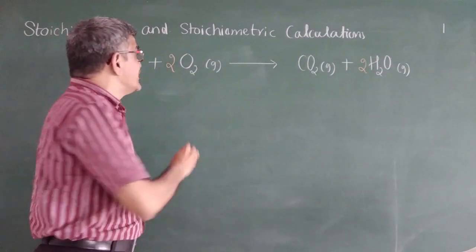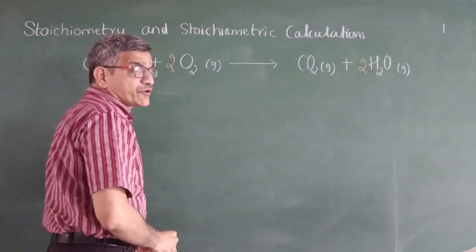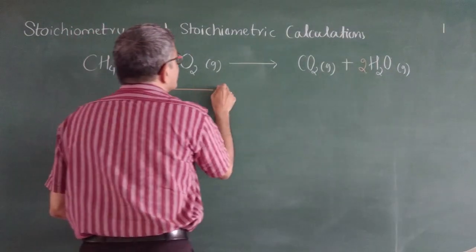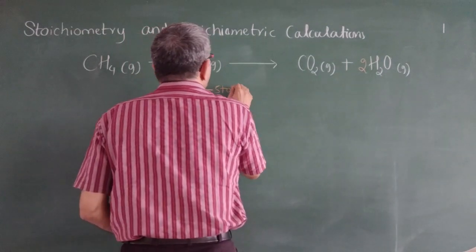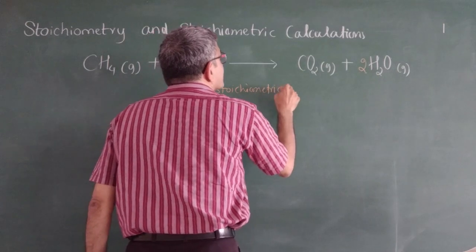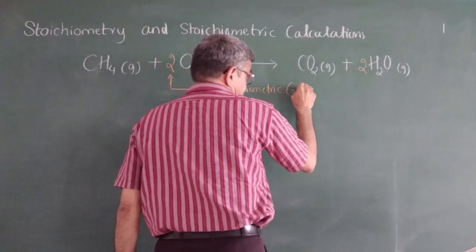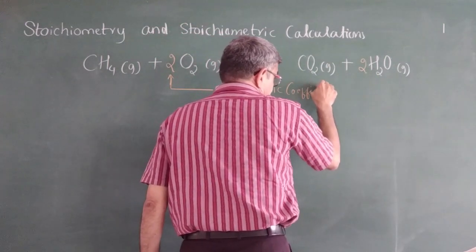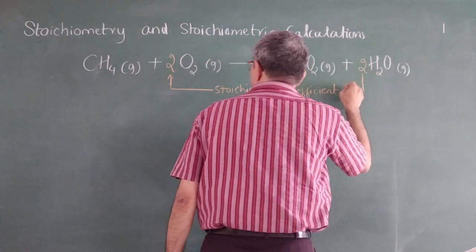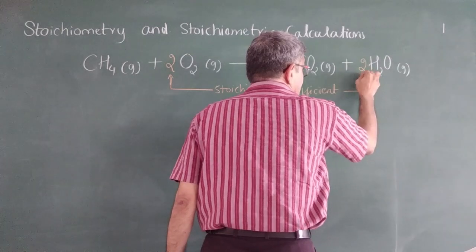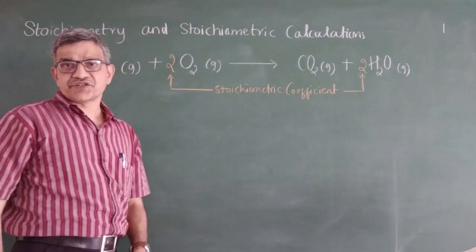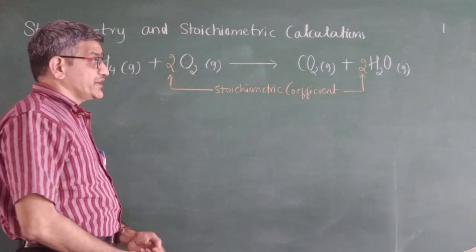These are called stoichiometric coefficients. Both of these are stoichiometric coefficients. Whatever coefficients are in the chemical reaction, those are called stoichiometric coefficients.